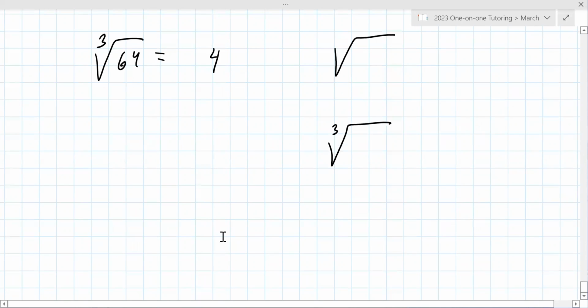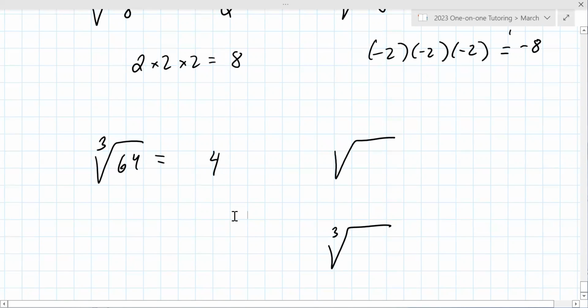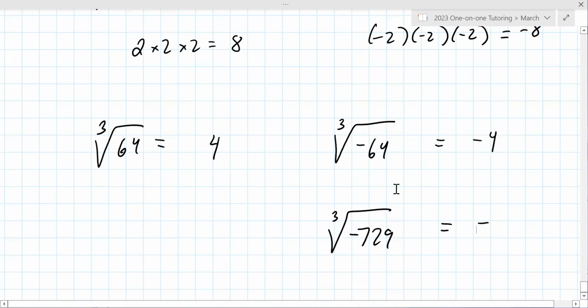My screen just glitched there. Huh, that's weird. Oh, there you go. I don't know why that's happening.